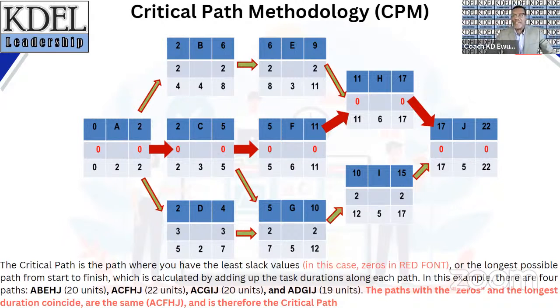Activities A, C, G, I, J, which comes to 20 weeks. Activities A, D, G, I, J, which comes to 19 weeks. The path with the zeros and the path with the longest duration often coincide, as you can see here. This path, which is activities A, C, F, H, J, is therefore called the critical path, as depicted with the red arrows on the screen.